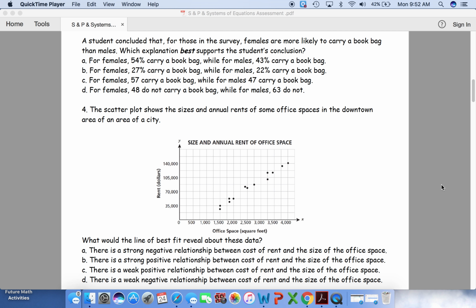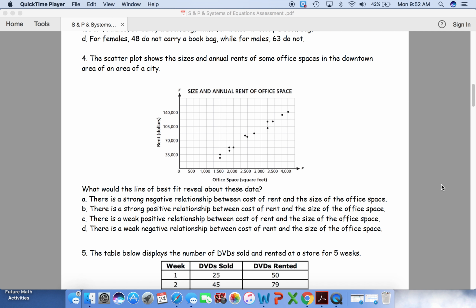Number 4. The scatter plot shows the sizes and annual rents of some office spaces in the downtown area of a city. What would the line of best fit reveal about these data? A. There is a strong negative relationship between the cost of rent and the size of the office space. B. There is a strong positive relationship between cost of rent and the size of the office space. C. There is a weak positive relationship between cost of rent and the size of the office space. D. There is a weak negative relationship between cost of rent and the size of the office space.